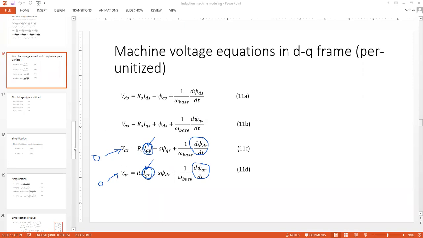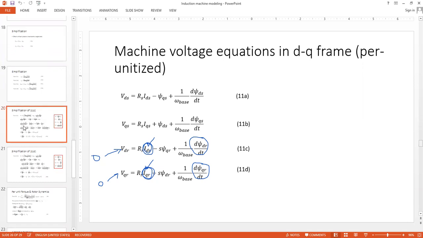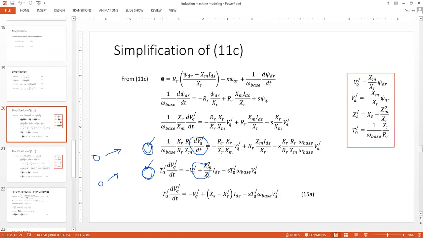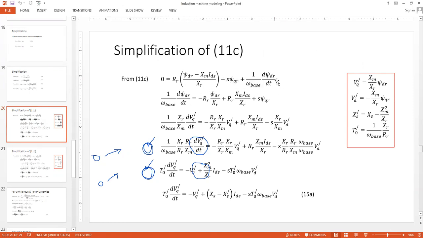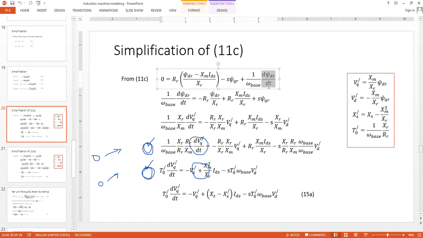This is what is done in slide number 20 at the beginning. From 11C, this was VDR, which is assumed to be 0. RR times IDR minus S psi QR plus 1 upon omega base d psi R over dt. The remaining two terms remain the same. Because we are looking for a state space representation, we always like the d by dt term to appear on the left-hand side of our equation. So we have brought it to the left-hand side, and all the remaining things are on the right-hand side.